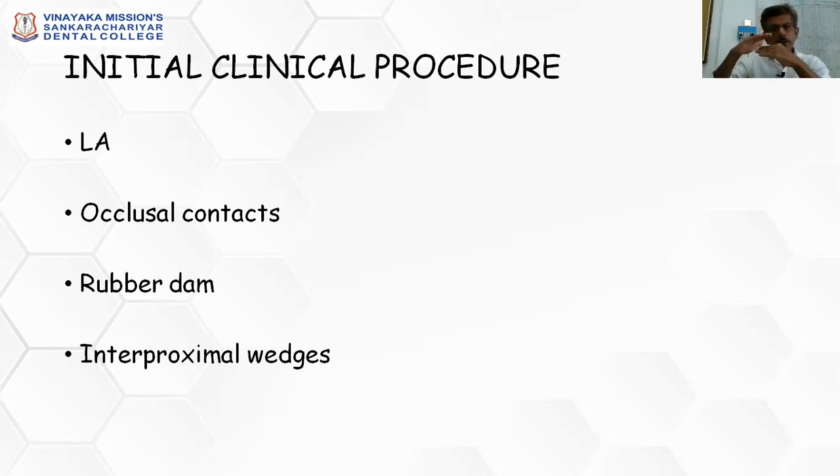Now, how do you get these high point areas or the stress bearing areas? You can put an articulating paper. The paper will mark itself, and accordingly you make your cavity such that you don't rest the cavity periphery in these particular areas. Rubber dam isolation.